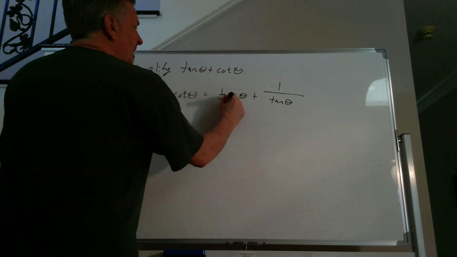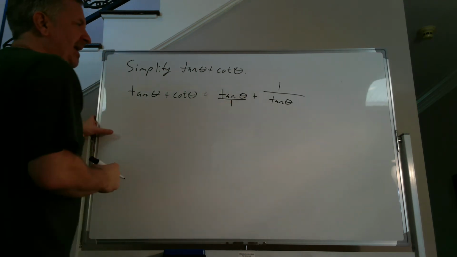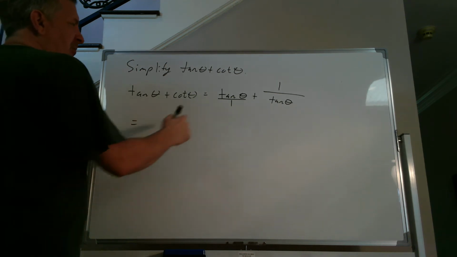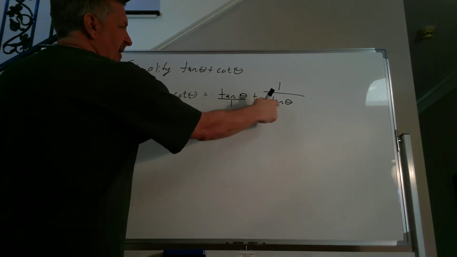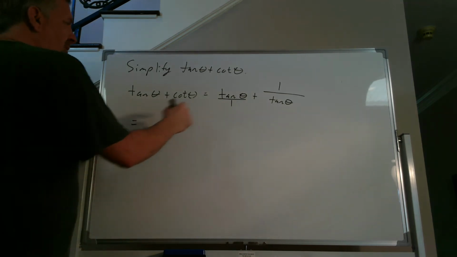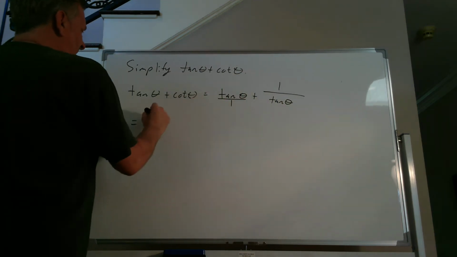Again, you can think of this tangent as tangent over 1. So they do not have a common denominator, so I cannot add them right now. Well, how do you get a common denominator? Well, the least common denominator, there's a 1 and a tan theta. The product is tan theta. That's the least common denominator. So I have the tan theta here. I don't have to do anything with that, but I need a tan theta here.